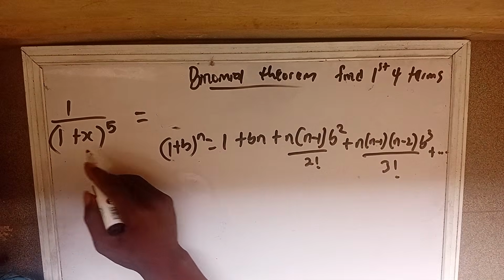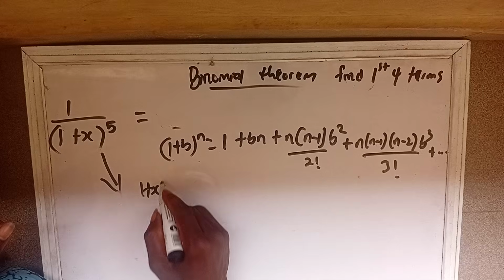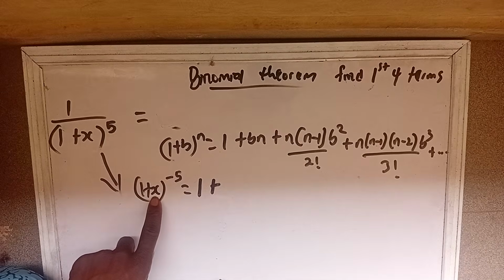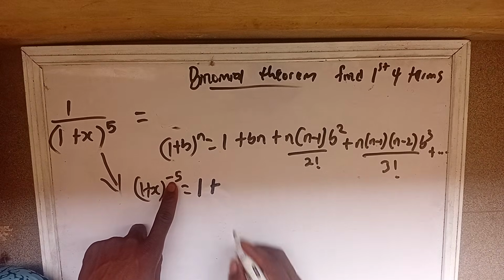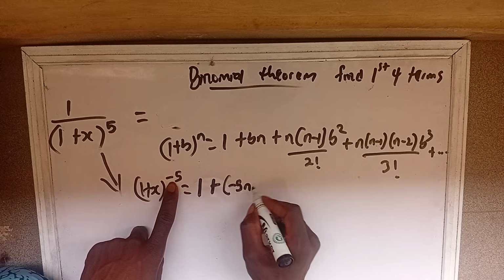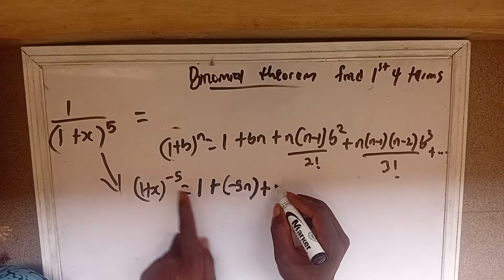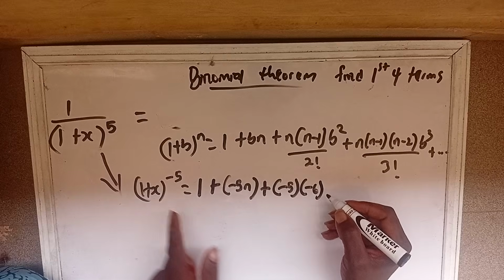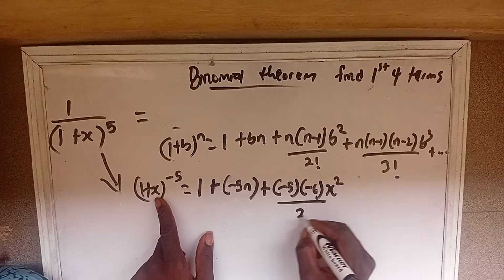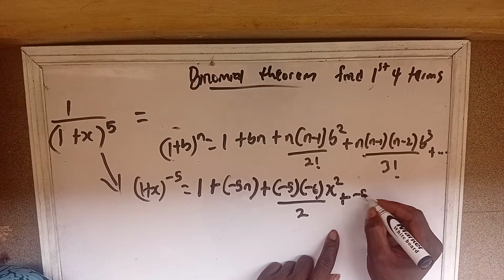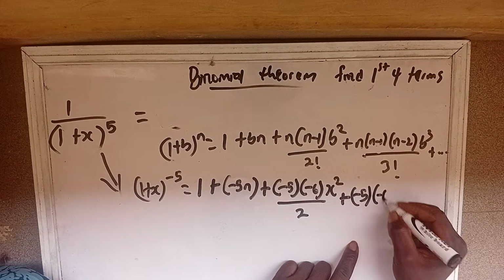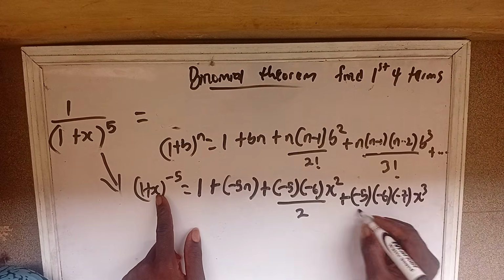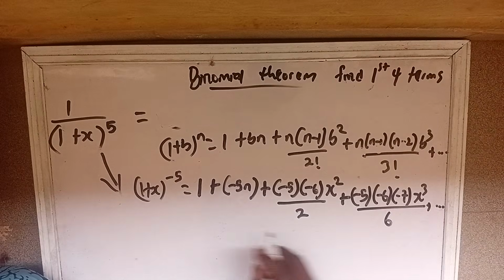Now I want to solve this. 1 plus x raised to the power minus 5 equals 1 plus b, you know our b is x, bn, what's our n? Minus 5. Minus 5n, plus n into n minus 1, that's minus 5 times minus 6, x square over 2, plus n into n minus 1 into n minus 2, minus 5 times minus 6 times minus 7, b cube, that's x cube, over 3 factorial which is 6, plus dot dot dot. These are the first four terms.